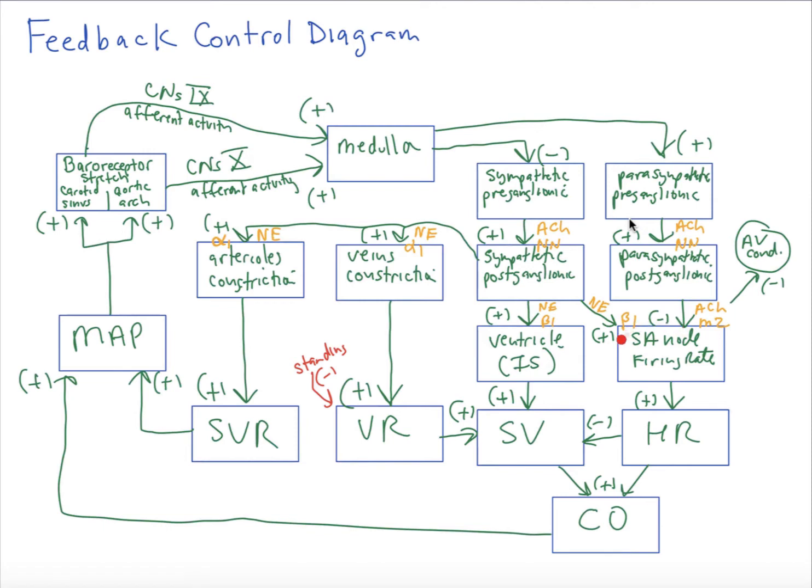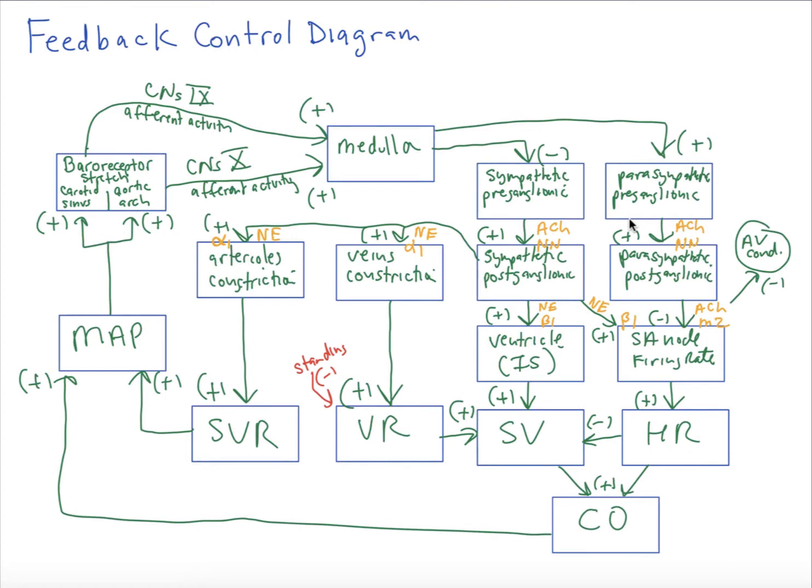Now, if we look at the SA node firing rate, we see that there's a different effect of the parasympathetic postganglionic neurons versus the sympathetic. I have acetylcholine, which is going to be acting on the M2 muscarinic 2 receptors, which has an inhibitory effect on the SA node firing rate, but the norepinephrine released by the sympathetic nervous system activating beta 1 adrenergic receptors has the opposite effect. It's going to have a positive relationship. And the SA node firing rate, if it goes up, heart rate goes up. If SA node firing rate goes down, heart rate goes down. So that is a direct relationship.